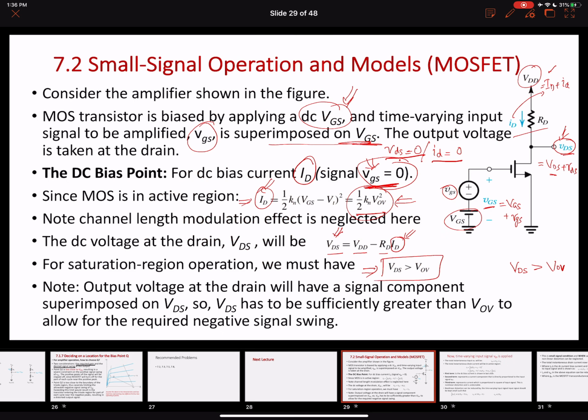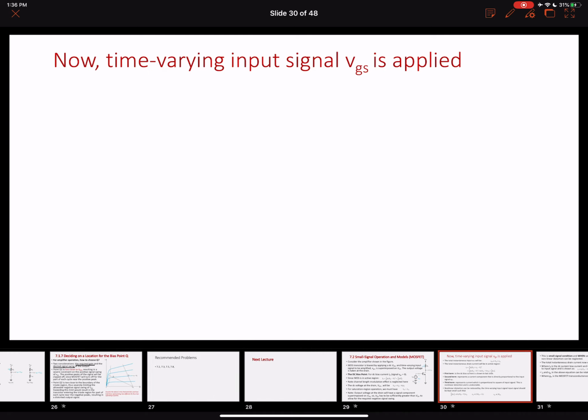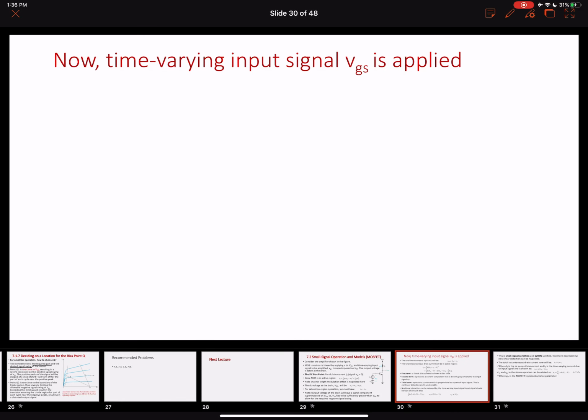Okay, so where are we? Okay, so we discussed that. Now, after the bias point, let's say what will happen when we apply this time varying component. Initially our gate to source voltage was this capital VGS, the bias value. Now we will apply this time varying VGS as well to the input voltage. So the total instantaneous VGS will be equal to the DC VGS plus the time varying VGS component.